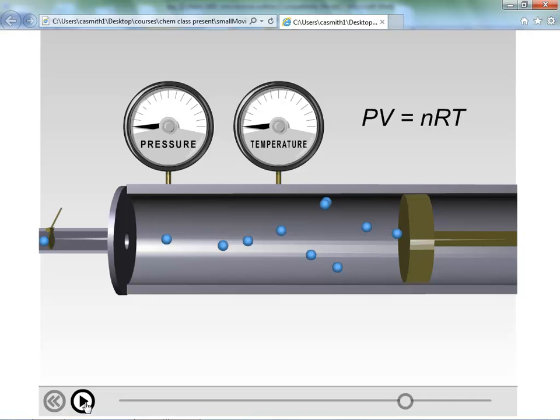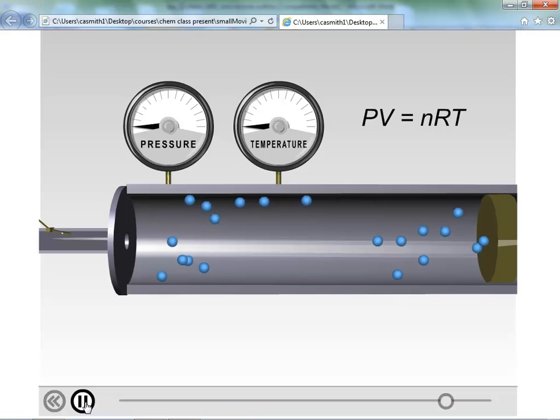Okay, experiment 3. With pressure and temperature held constant, additional atoms can be added to the cylinder. This results in an increased volume in the cylinder. If we double the number of atoms, the volume will double under these conditions.